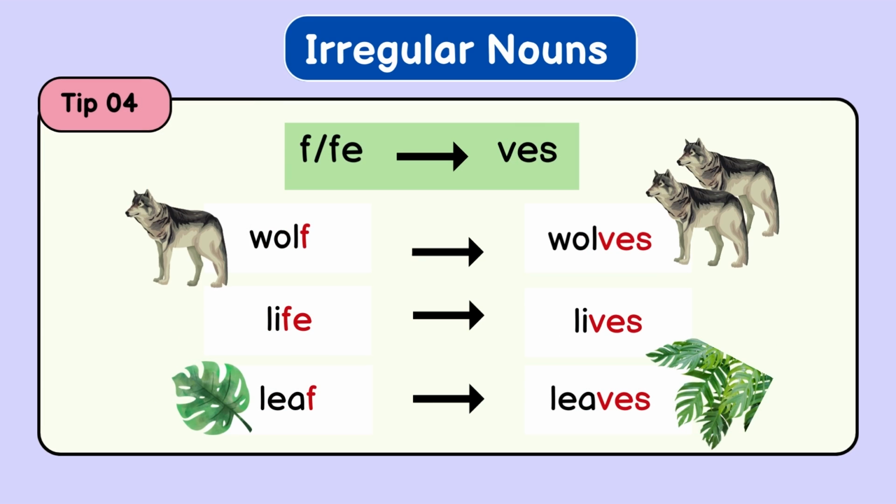The next tip is if a word ends with the letters f or fe, drop the f or fe and replace them with ves, like this. Wolf ends with the letter f, so drop the f and replace it with ves, wolves. The word life has fe, drop fe and replace it with ves. So life becomes lives. Leaf, leaves.